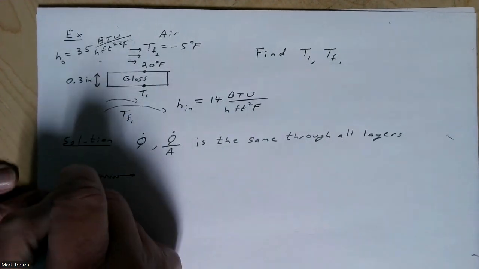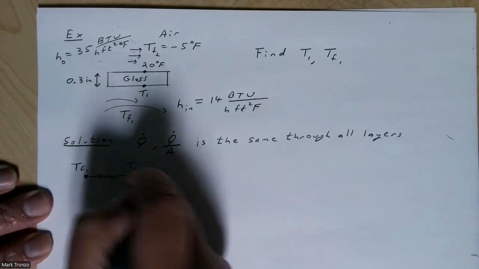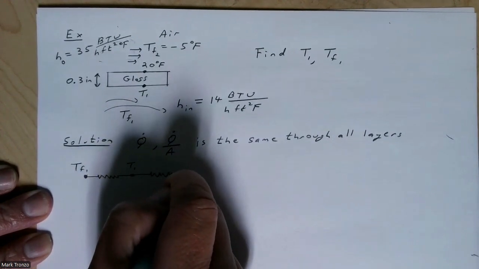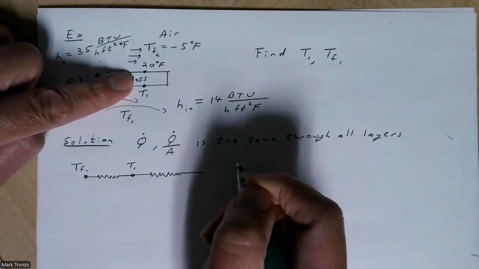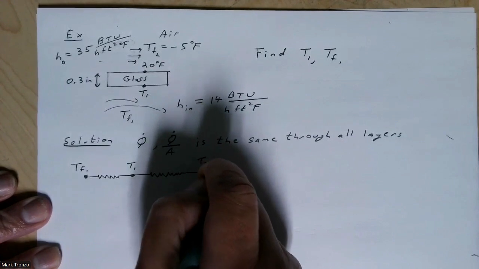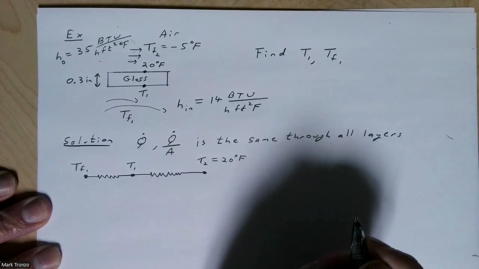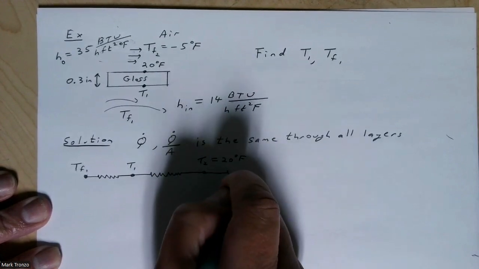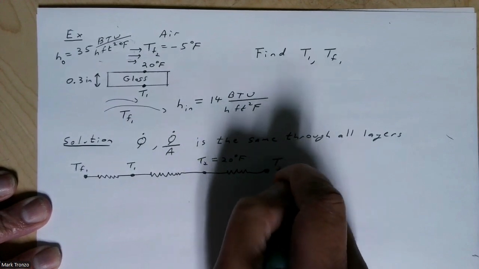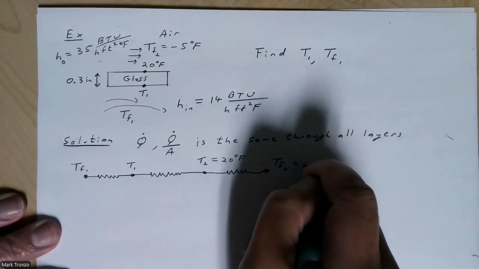So like this would be, say, going from our TF1 to our T1, and then going through the glass. I'll call that T2 at our 20 degrees. And then on out to our TF2, which is at minus 5 degrees.